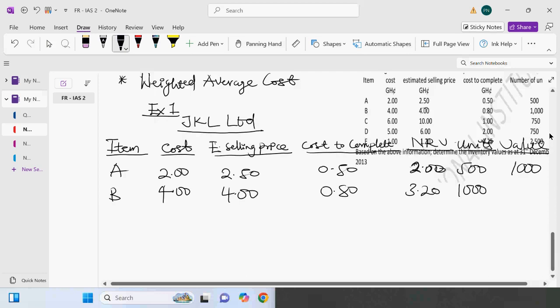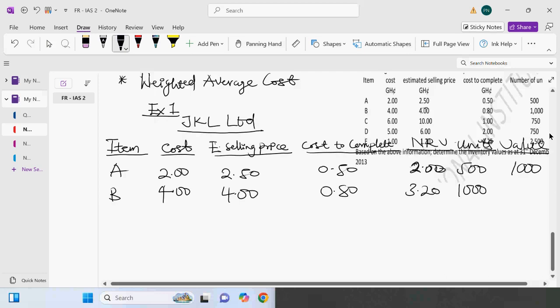Unit is 1,000. So what would be our value? 3,000. So wait, before that, which of the two should we take?